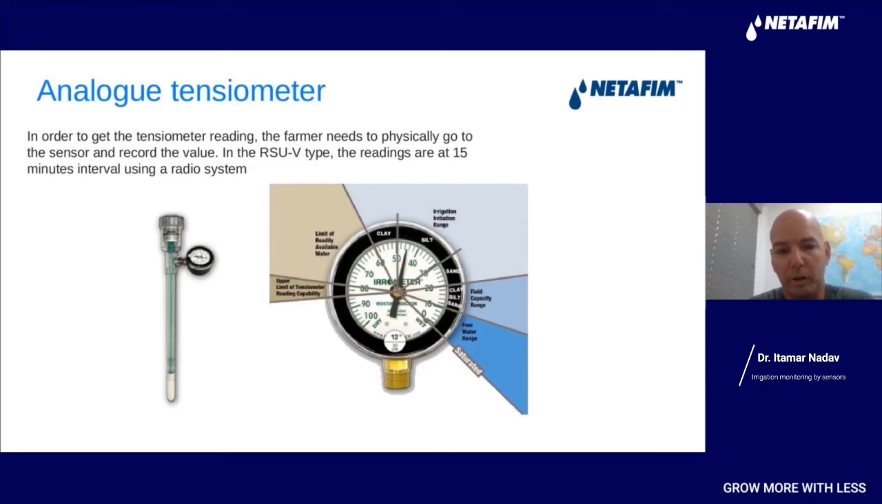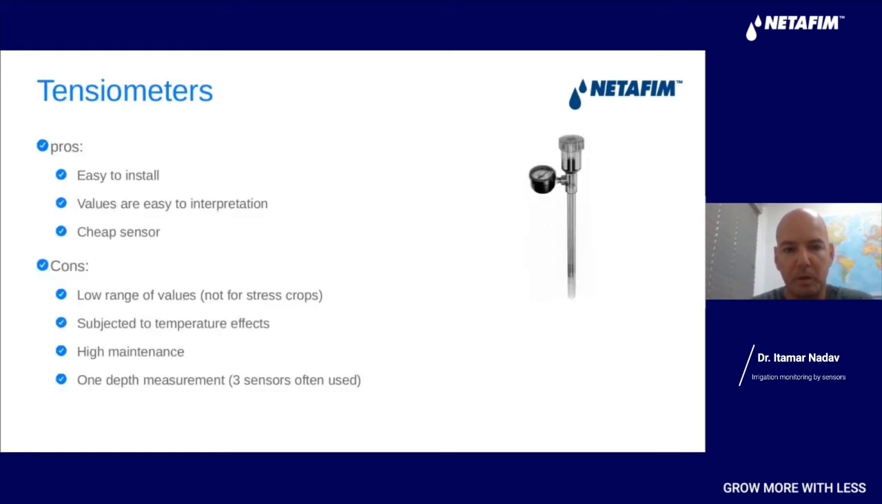You can also find some analog tensiometers with a gauge like you see in the image. And you can see the different ranges of saturation and field capacity, and where you need to irrigate in each one of the different soil types. So the tensiometers are very easy to install. The values are very easy to interpret, and they are a pretty cheap sensor, and they are widely used.